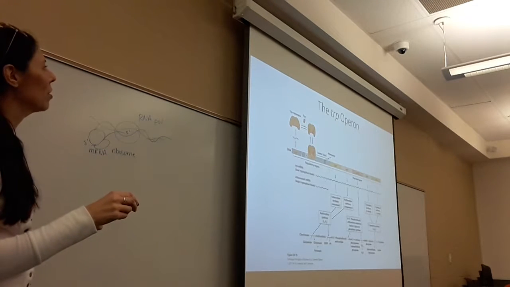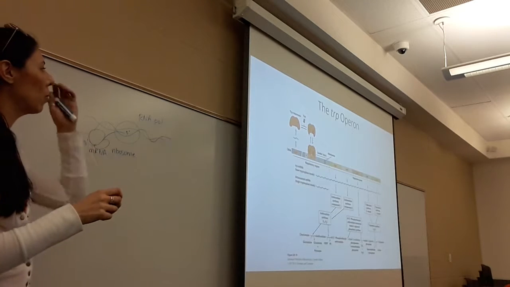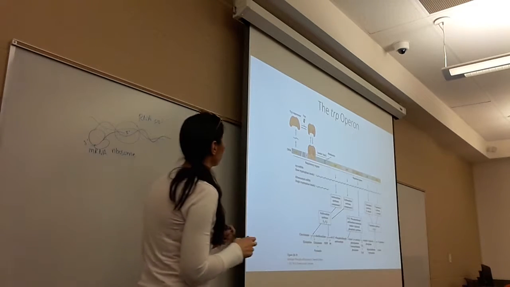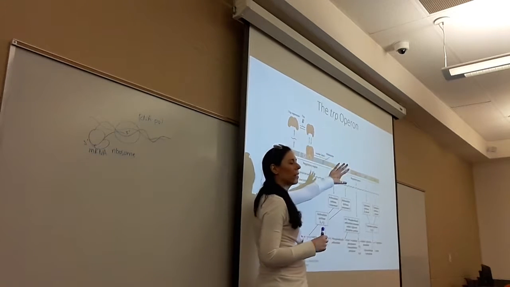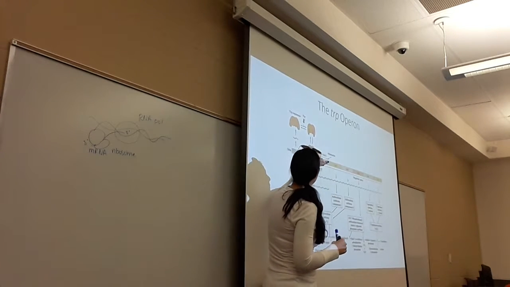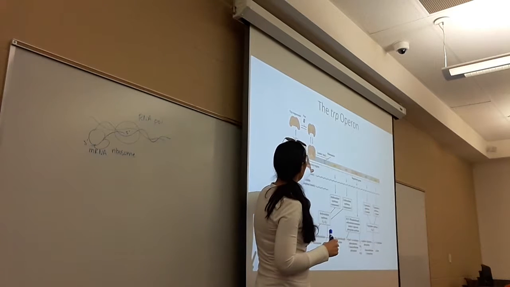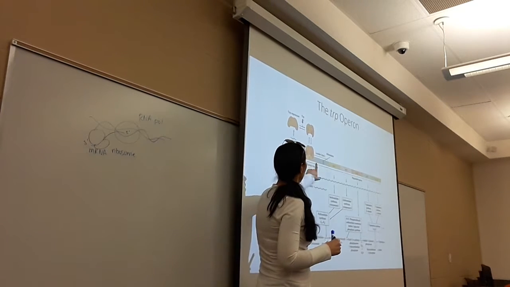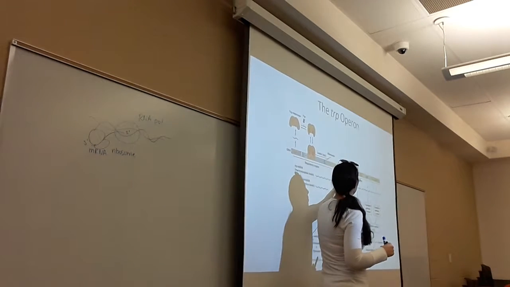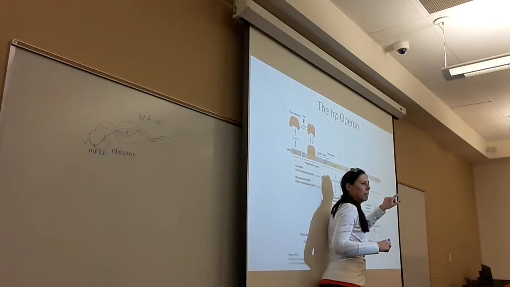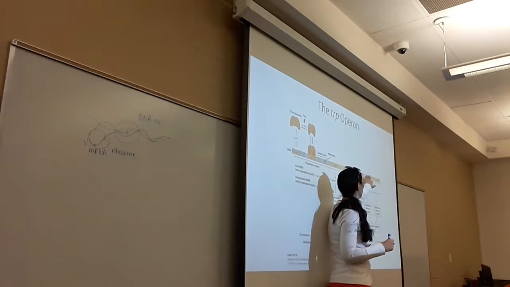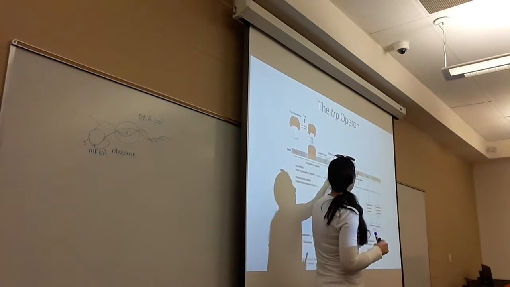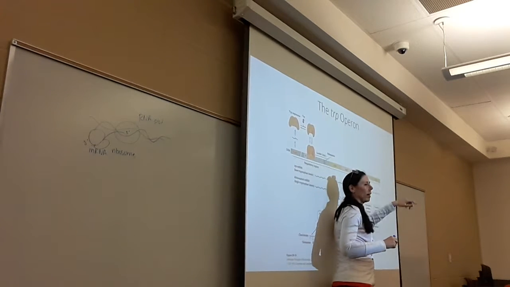Okay, so let's first start talking about the trp operon. What are the components of the trp operon? Let's ignore the trp repressor right now and just look at the DNA. So here's the DNA. Here is the promoter. And here are our structural genes. To make tryptophan in E. coli, you need 1, 2, 3, 4, 5 genes: E, D, C, B, A. Yes, they're backwards.